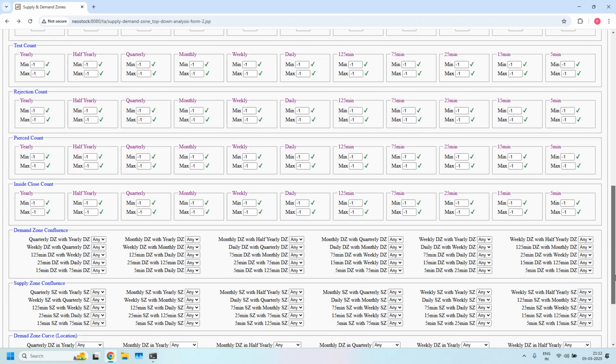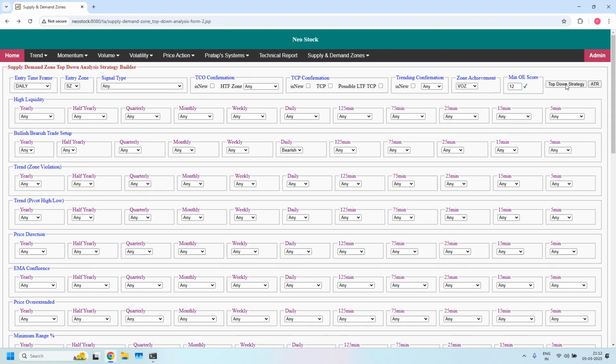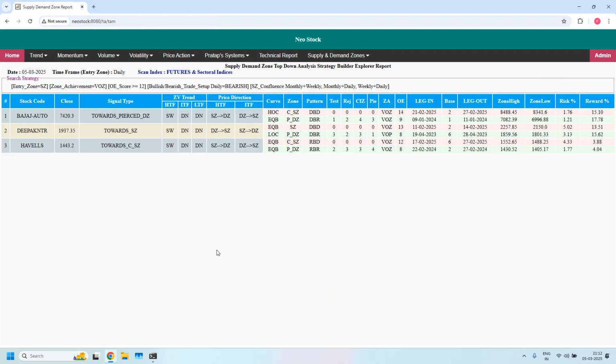In the supply zone Confluence, 3 filters we have to set. First one, second one daily with monthly supply zone Confluence, weekly with monthly supply zone Confluence. With all the 3 filters, we got 3 stocks, LTF, ITF, HTF supply zone Confluence. But HTF trend is sideways. I am not looking for HTF EMA Confluence. HTF means monthly. Okay, so this is about bearish trade setup for monthly income trade.